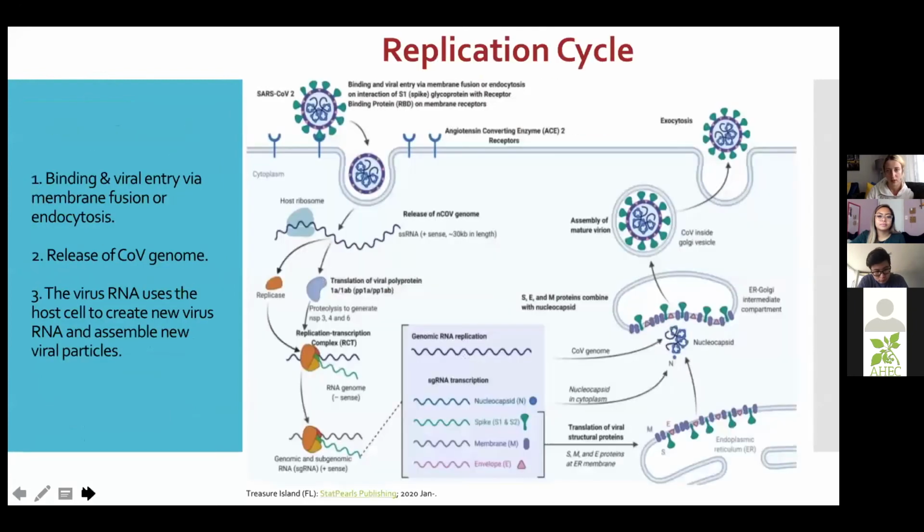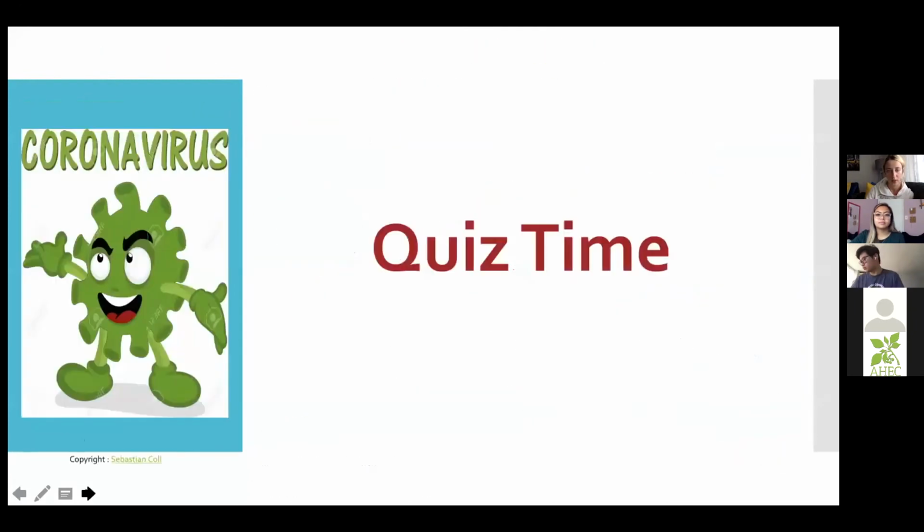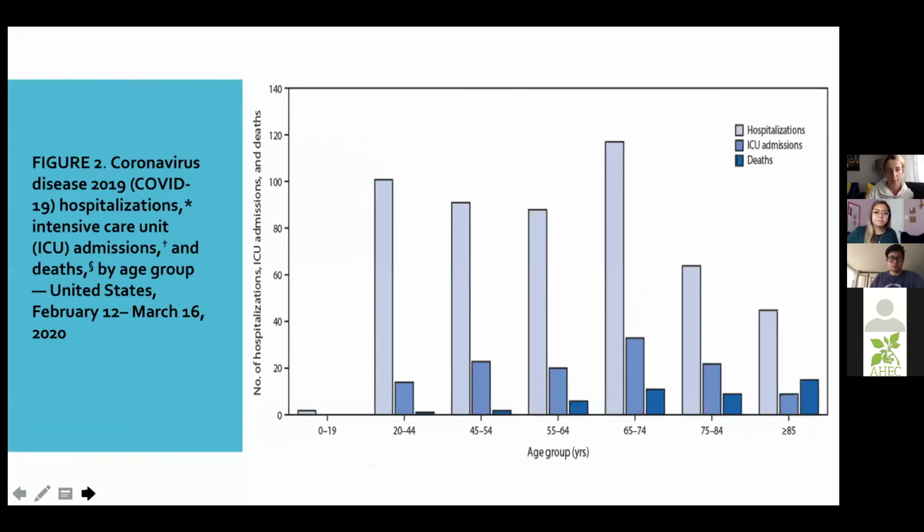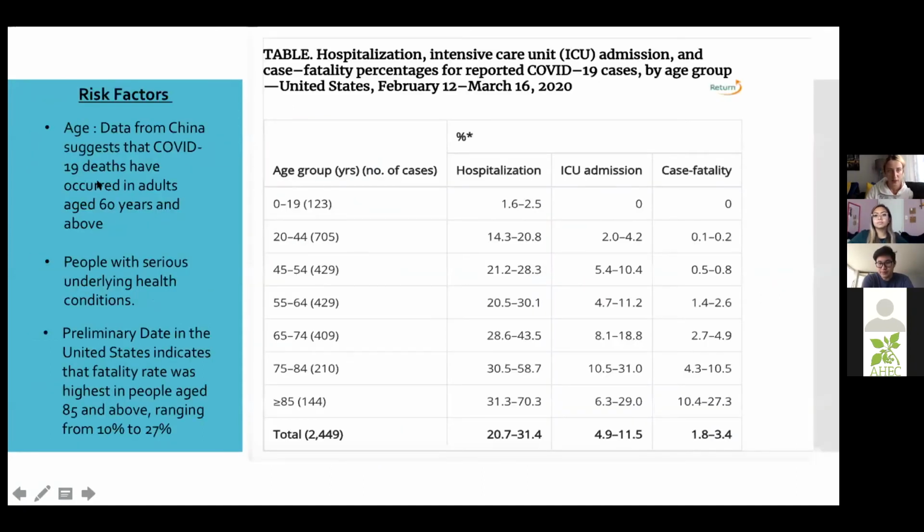Okay. Quiz time. So you guys clear with this graph, right? Just showing you the difference in hospitalization, ICU admissions, and deaths in the different age groups. Going to a different one.